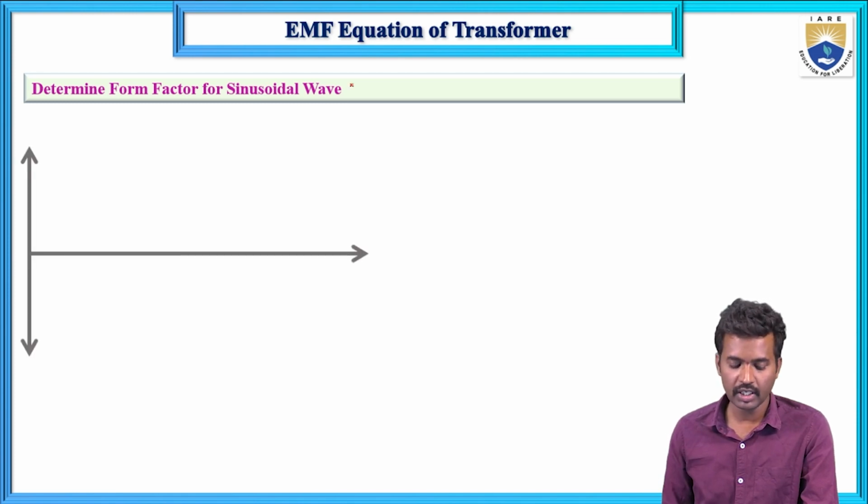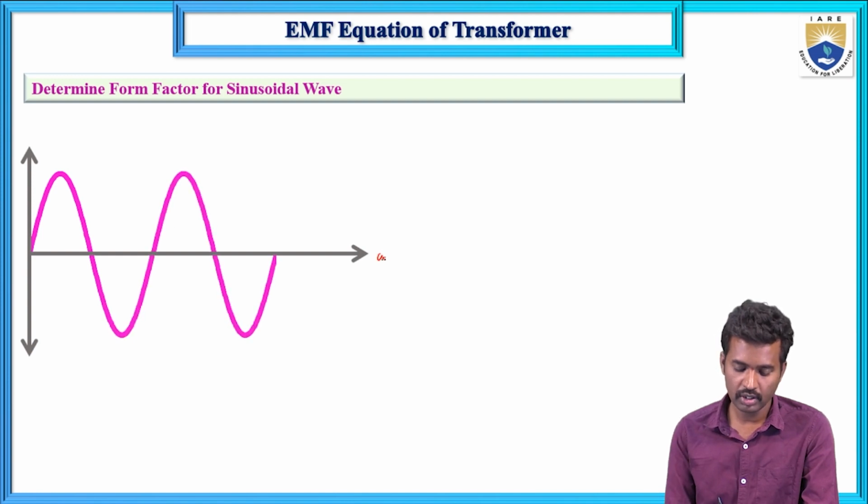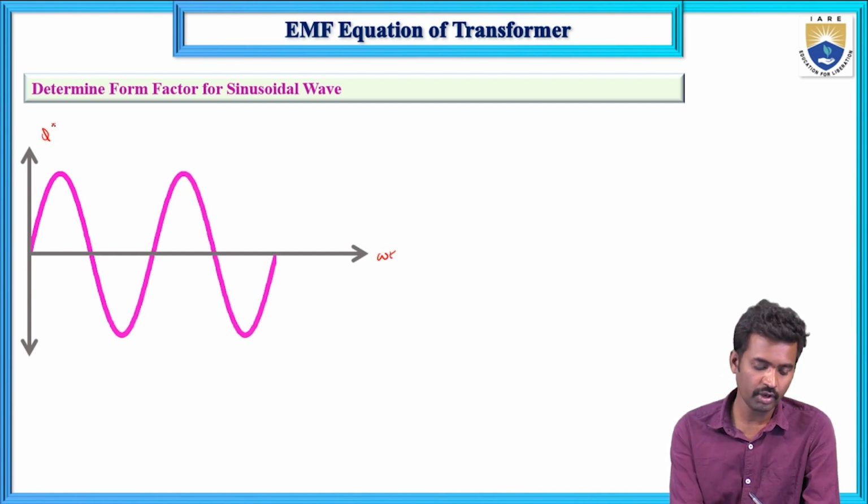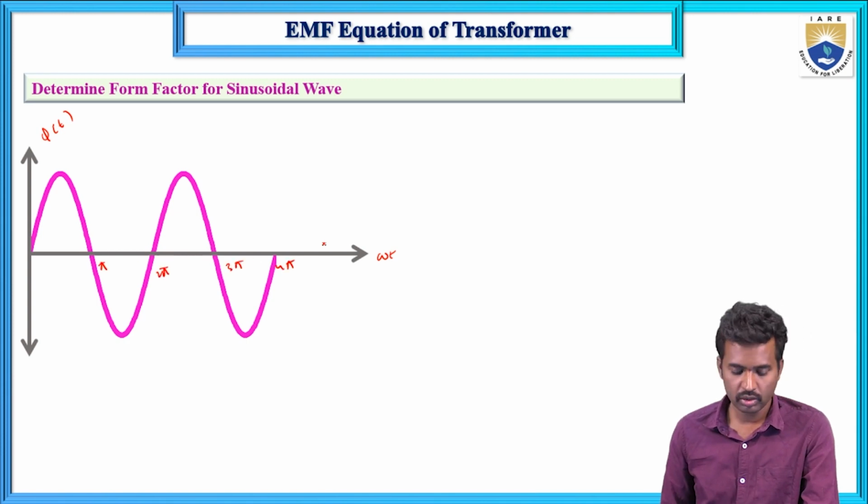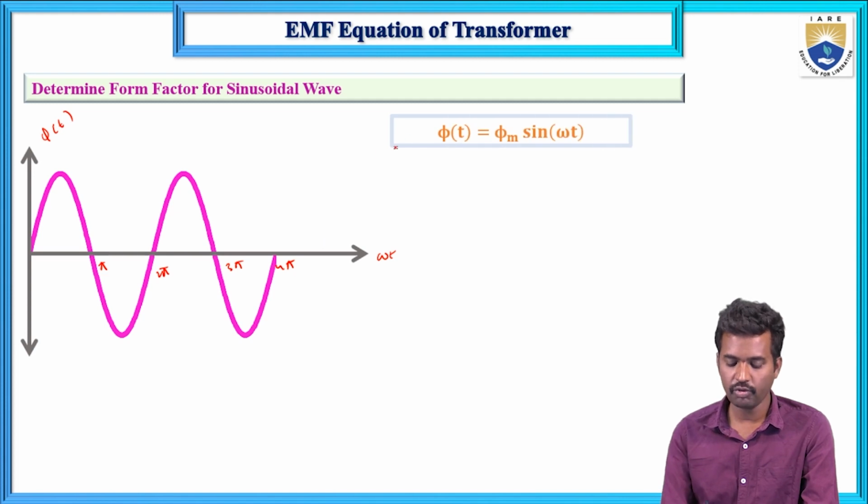So first calculate the average value. This is a sine wave. This is the omega t and this is the phi of t, pi, 2 pi, 3 pi and 4 pi. So now it is a symmetrical waveform. Phi of t equals phi m sin omega t.